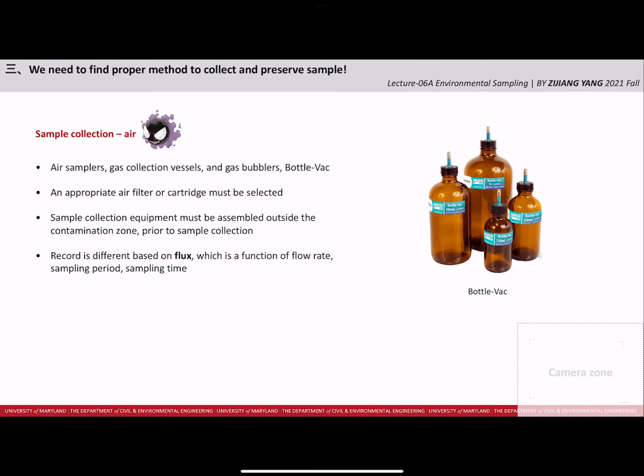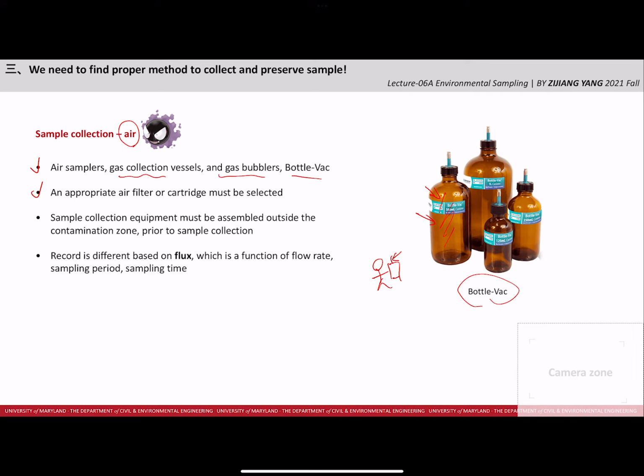Another one is about air. Air samplers also have some particular samplers. Here is a bottle vac. For this bottle vac, we usually vacuum it, removing all the air inside the bottle. Then we bring this bottle to the site and open the channel, and it will gradually absorb the air from the environment. So we can have the air sample inside this bottle.